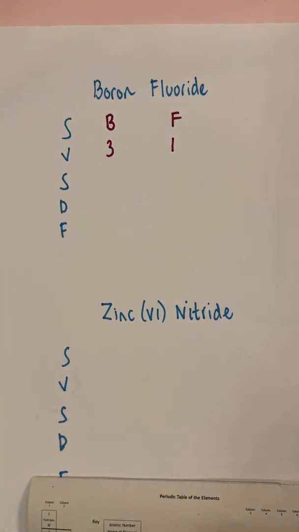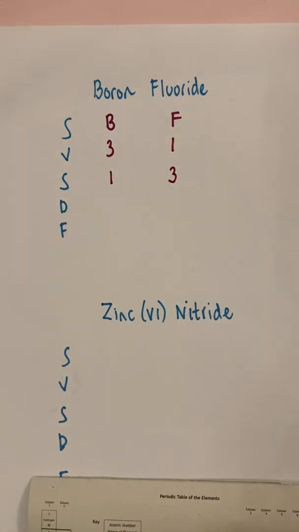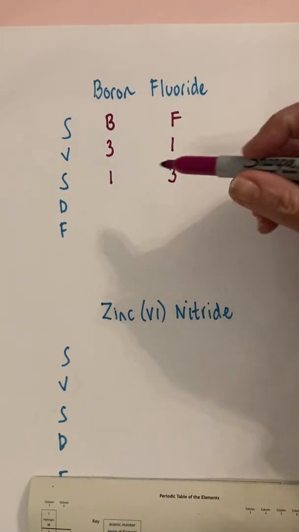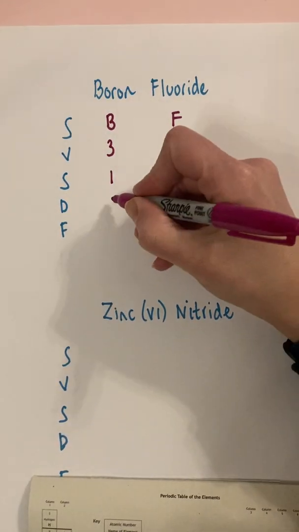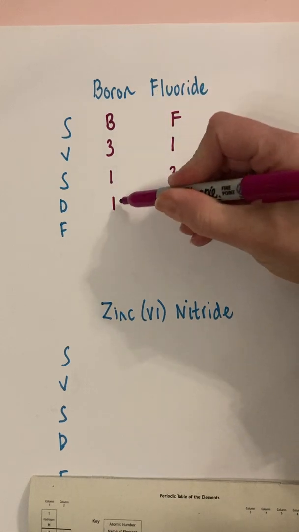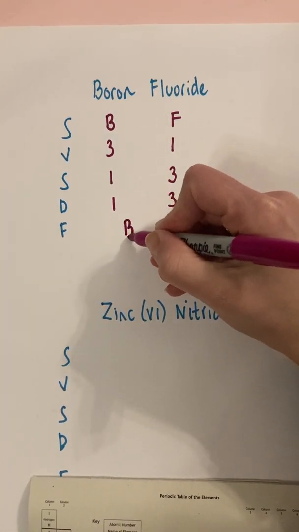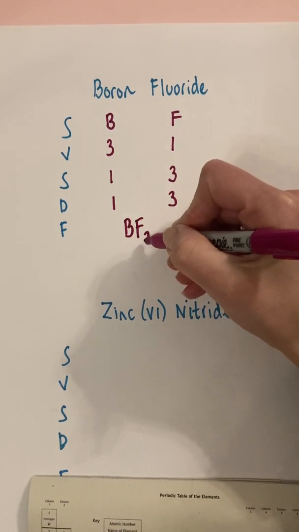S is for swap, so I'm going to swap these over to become 1 and 3. And D is divide if you can, only if it's going to give you a simpler whole number ratio. When I've got a 1 there in my ratio, it's as simple as I can get, so I'm going to leave that as a 1 to 3. That means I have 1 boron and 3 fluorines. So my formula is BF3.